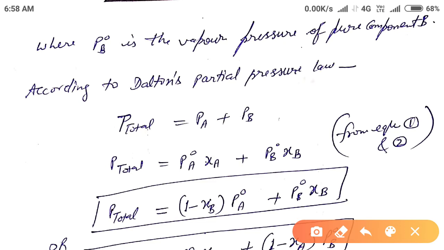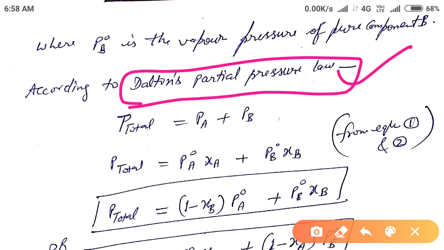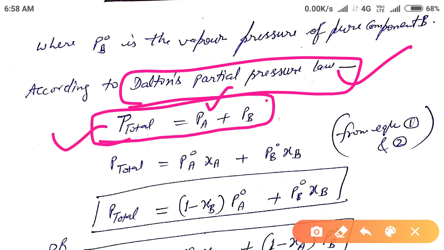Now we apply Dalton's partial pressure law. Dalton's law says that the total vapor pressure is always equal to the sum of the vapor pressures of all individual gases. Here P total becomes equal to PA plus PB, where PA and PB are the vapor pressures of components A and B in the solution.